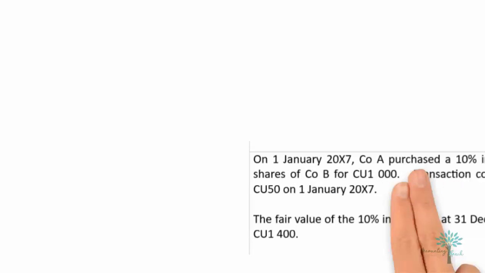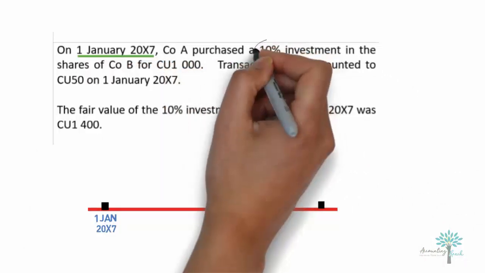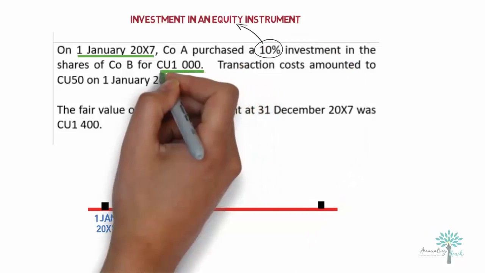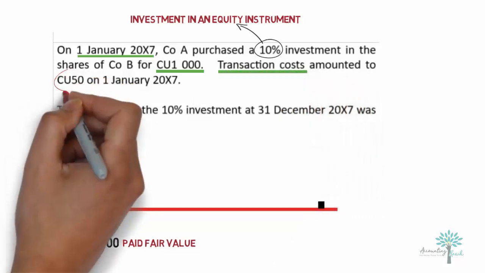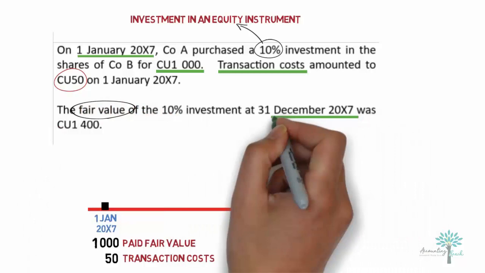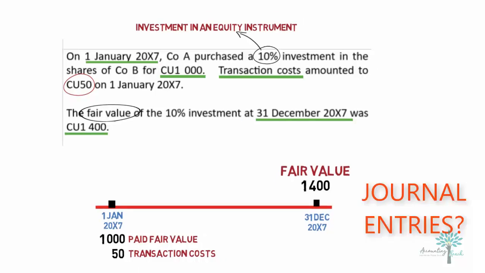Let us assume that on the 1st of January 20X7, Company A purchased a 10% investment in the shares of Company B for 1,000 currency units, and they also paid for transaction costs of 50 currency units. The fair value of the investment at the end of the year was 1,400 currency units. Now, what journal entries would you record for the investment in that 20X7 year?